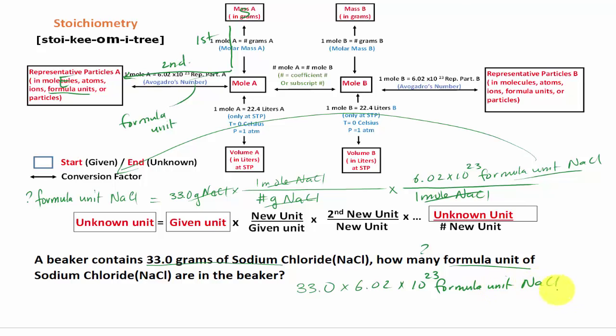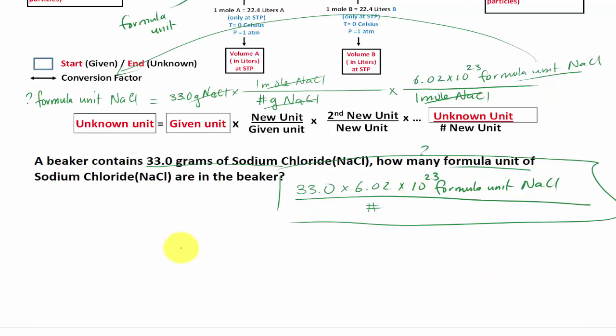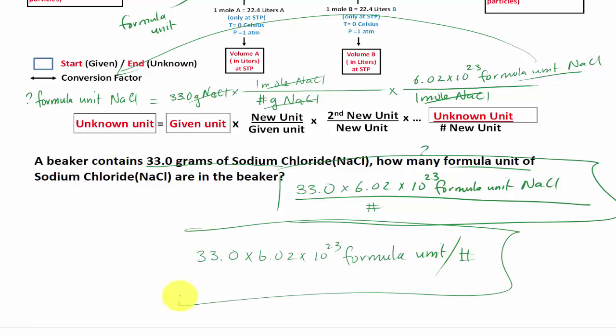of NaCl, and divided by everything on the bottom, which is a generic number sign, and then we have 1, which we can ignore. If we want to write this in our Chromebook, we would write like this. We would type 33.0 times 6.02 times 10 to the 23rd formula unit, / represents divide by the number. And this is what we would type in our Chromebook.